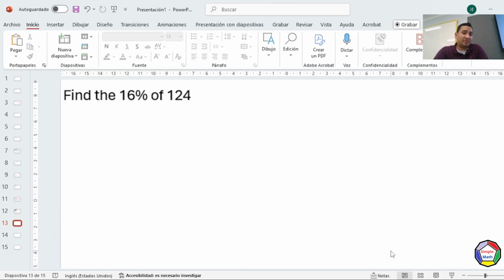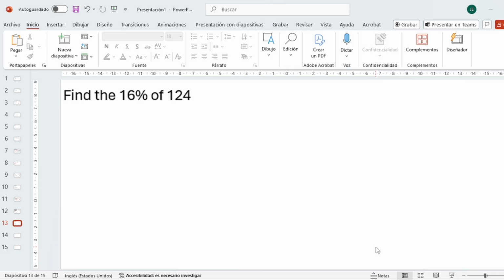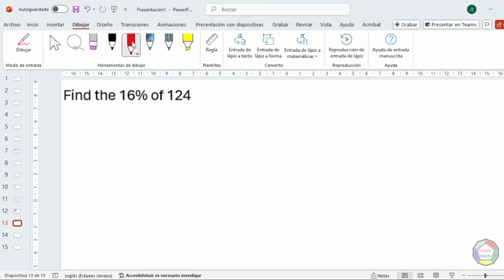So the first exercise is find the 16% of 124. For me, the best way to solve this is by using decimals, all right? So let's start with this. Okay, for me, this is the best way to solve these kind of exercises. The word of means multiplication, right? So a percent of a number is or involves a multiplication as an operation, okay?